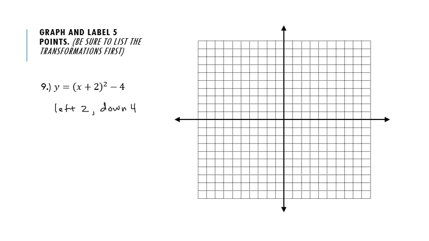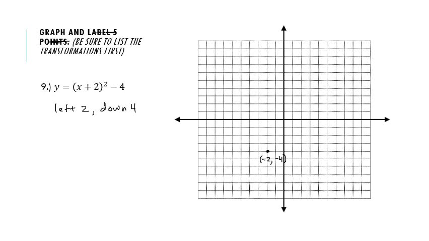So over on our graph, we'll go left 2 and down 1, 2, 3, 4. There's our vertex. It says label the points, right? So we have to go left 2, down 4. It says label 5 points. Don't worry about that. The other teacher did that. You only need to have 3.